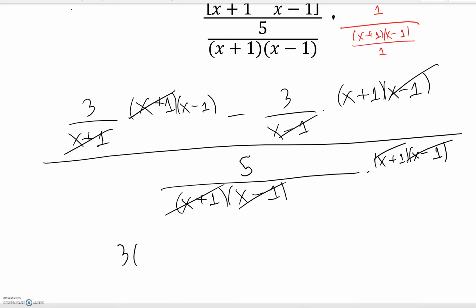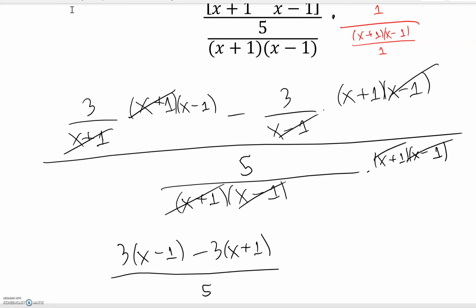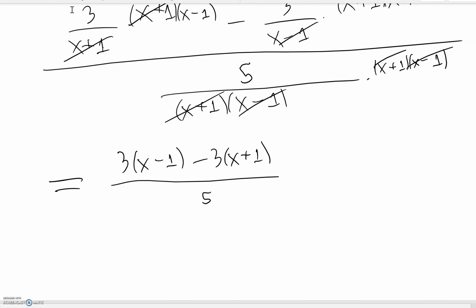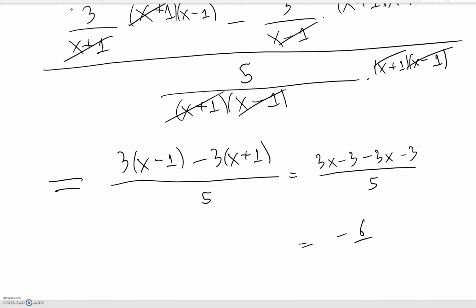So on the top, we have 3 times x minus 1 minus 3 times x plus 1. All of this is divided by 5. Using our distributive property, we have 3x minus 3 minus 3x minus 3 over 5. The x's will die here. We're left with negative 6 over 5.